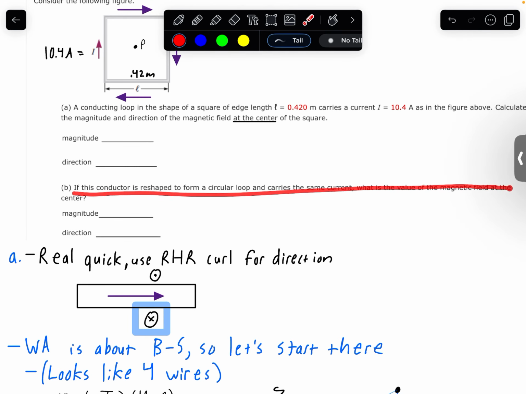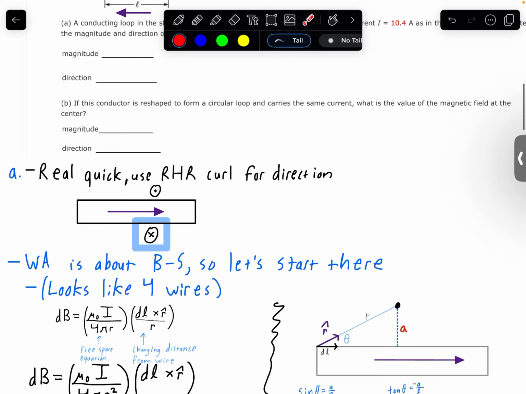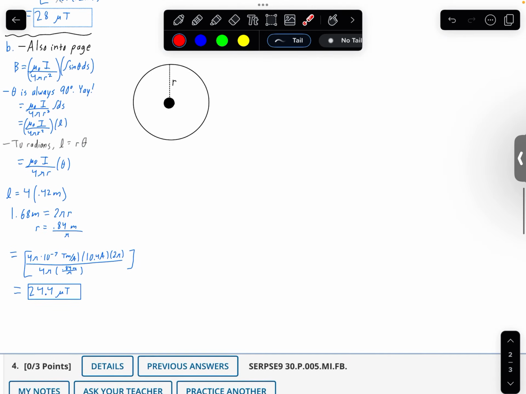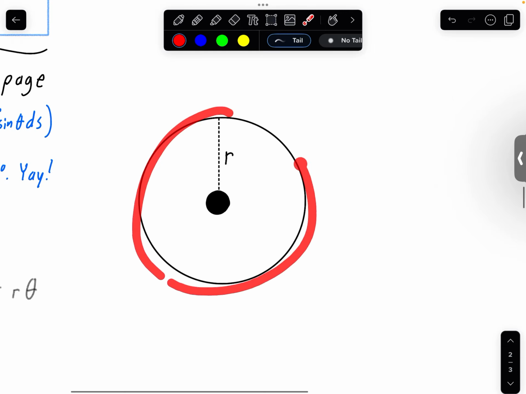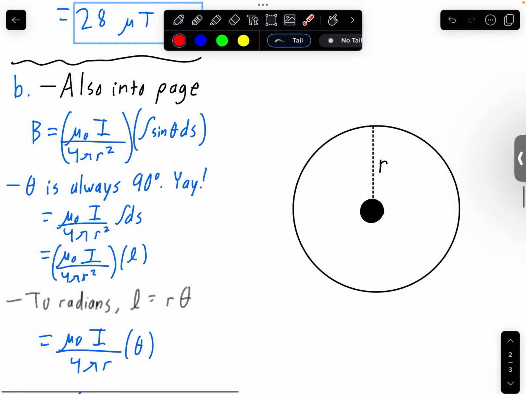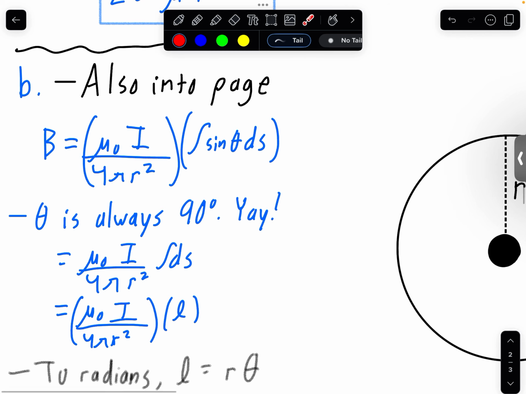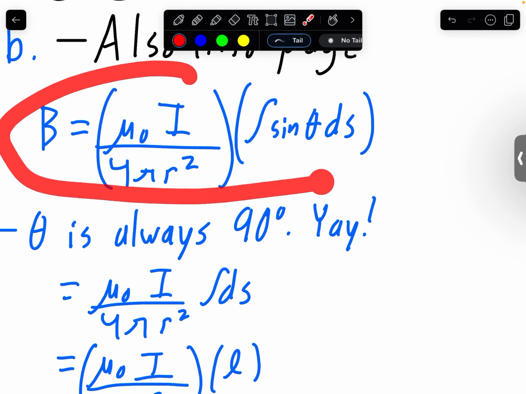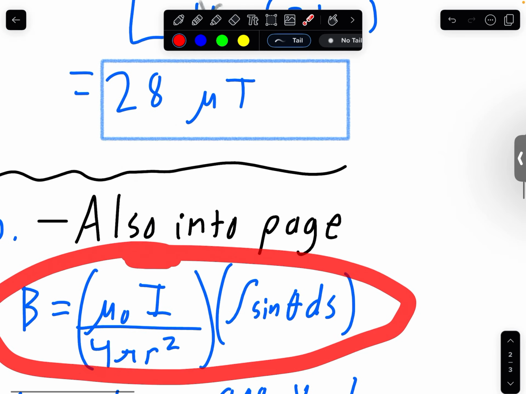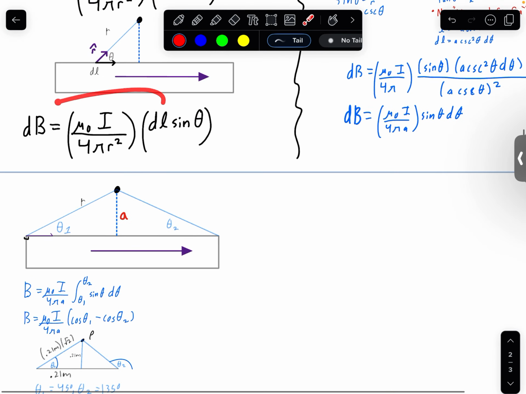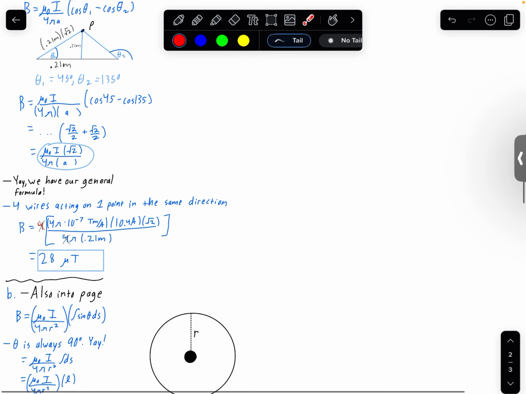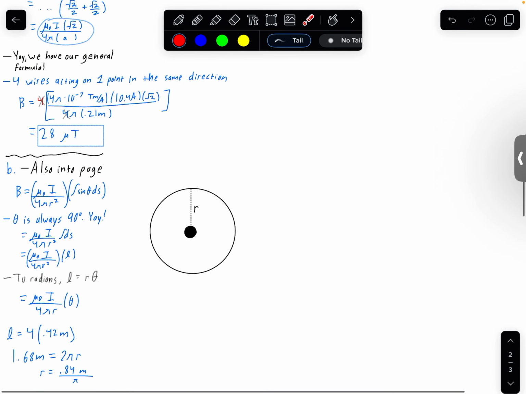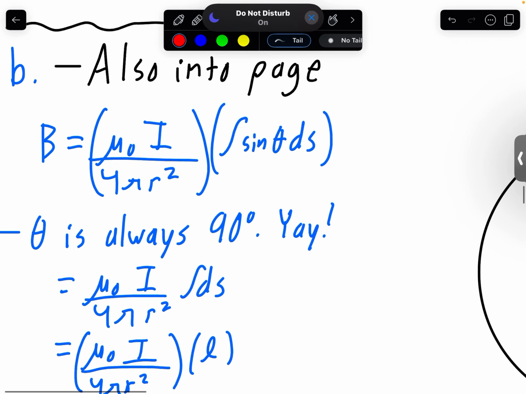If this conductor is reshaped to form a circular loop and carries the same current, what is the value of the magnetic field at the center? So, much like a problem from before, but we have a circle now. So this is just starting again. It's the Biot-Savart Law. It's like I integrated this part, that's what I did to get here. So I'm going back to that original law, and now I'm playing with it in a different way.